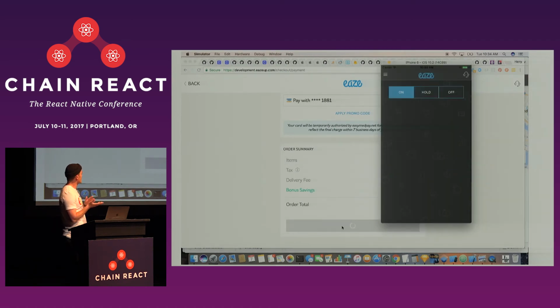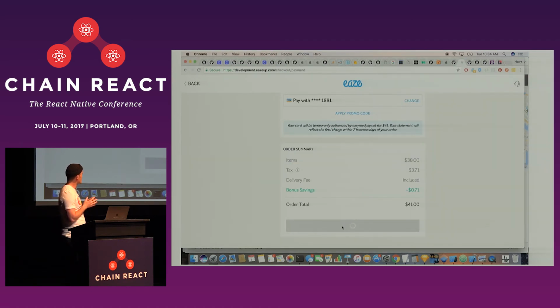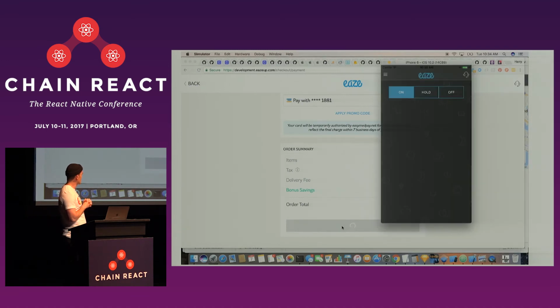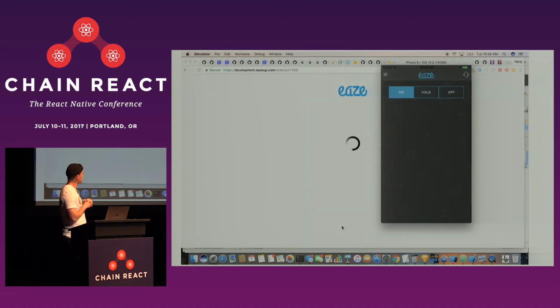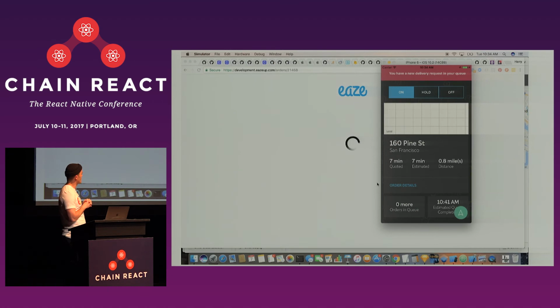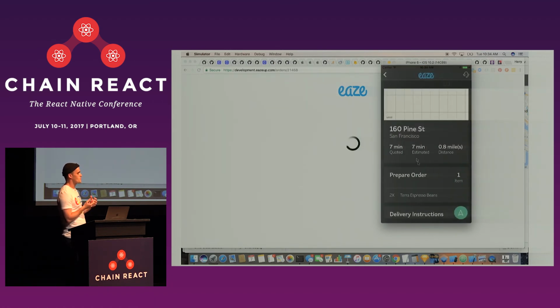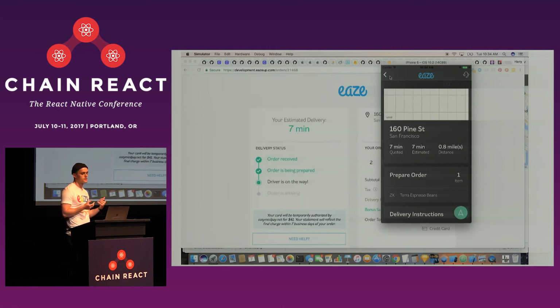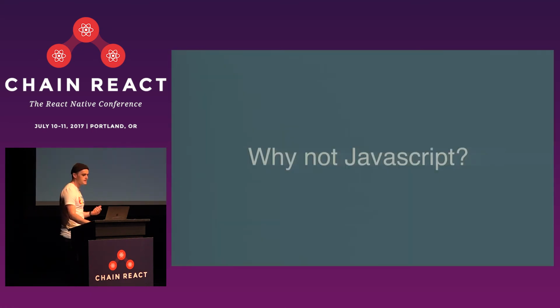OK, so then we have the simulator up here with the driver app. You're going to see the order come through soon. And there we go. So you can look around at the order here. Basically, the driver uses Waze or Google Maps to actually navigate to you. But the question you might be asking is, Harry, why can't we do this in JavaScript?